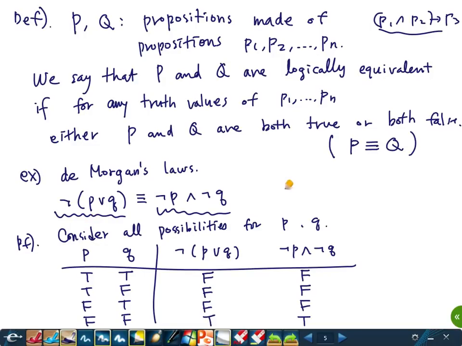Another one, you can prove this similarly. This is also true. These two are equivalent, and this can be shown in exactly the same way. You compute this and this for each choice of P and Q. Can you do that? No, the same.